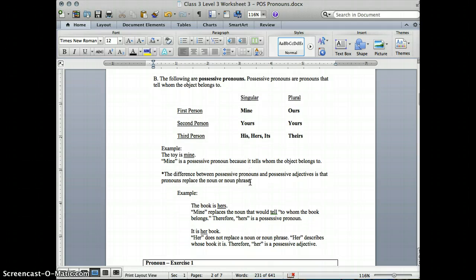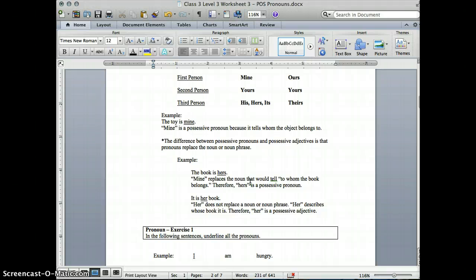So now let's look at the difference between possessive pronouns and possessive adjectives. The difference is that possessive pronouns will replace the noun or the noun phrase. The book is hers. Hers replaces the noun that would tell to whom the book belongs. Therefore, hers is a possessive pronoun. And if you look at it is her book, her is not replacing a noun or a noun phrase, but is instead describing whose book it is. So that's why her is a possessive adjective and not a possessive pronoun.